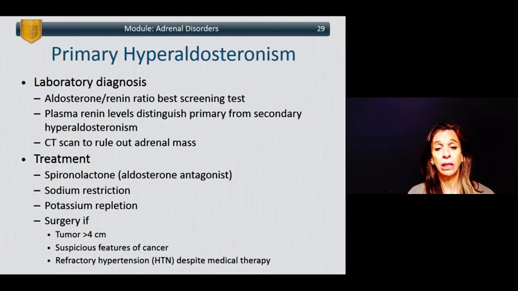Measuring plasma renin levels help distinguish between primary from secondary hyperaldosteronism, and a CT scan to evaluate the adrenals to rule out masses. Treatment consists of the administration of spironolactone, as I mentioned, an aldosterone antagonist, sodium restriction, and potassium replacement. Surgery is indicated if the tumor is greater than 4 centimeters or there's suspicious features of cancer, or for refractory hypertension that is not responsive to medical therapy.